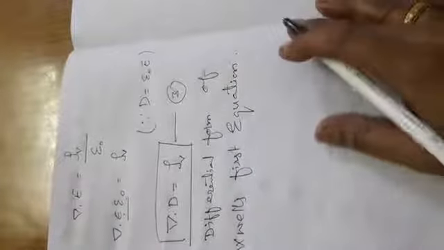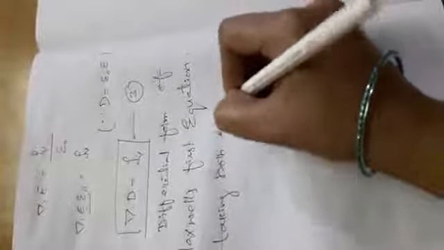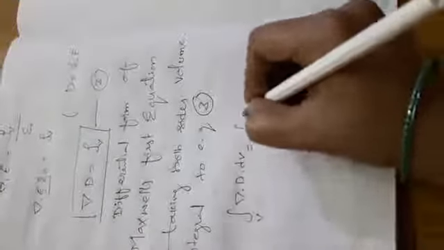Next, I am going to write the integral form of Maxwell's equation, taking volume integral on both sides of equation number 3. We get the volume integral of del dot D over the volume V is equal to the volume integral of rho V dV over the volume V.